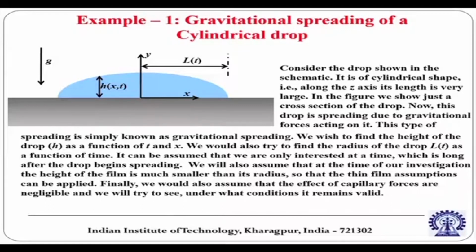But you can see that when the droplet spreads, you cannot always say that h is much less than L, and that is why during the initial stages the inertial effects may be important. However, during the later stages when the droplet is almost towards the completion of the spreading process, the height will become small and the length will become large. So then the low inertia limit will work better. So, we will assume that at the time of our investigation the height of the film is much smaller than its radius, so that the thin film assumptions can be applied.